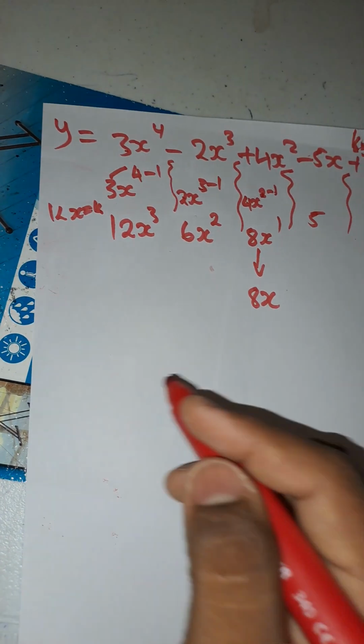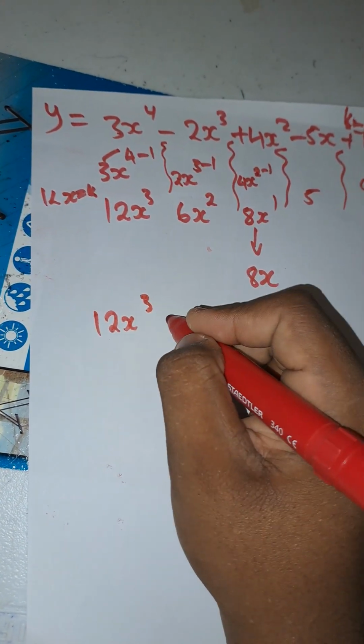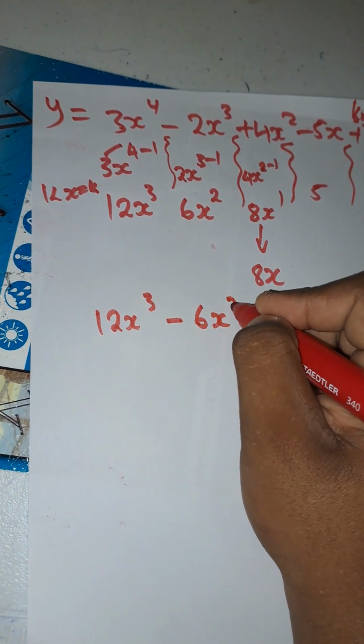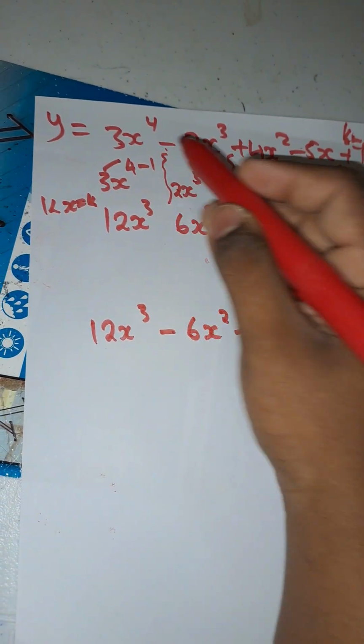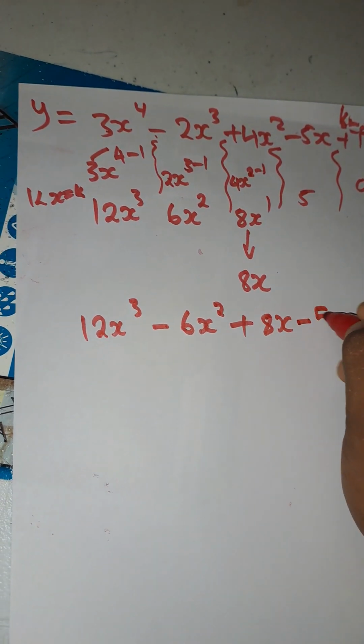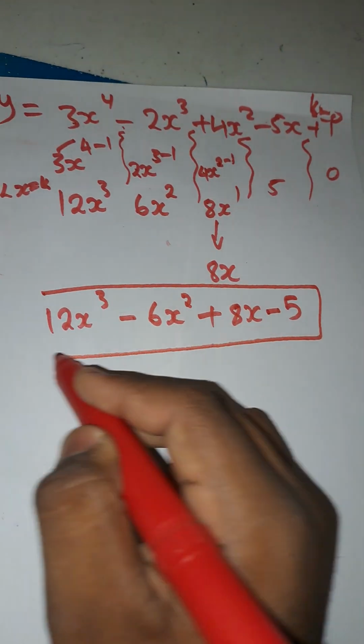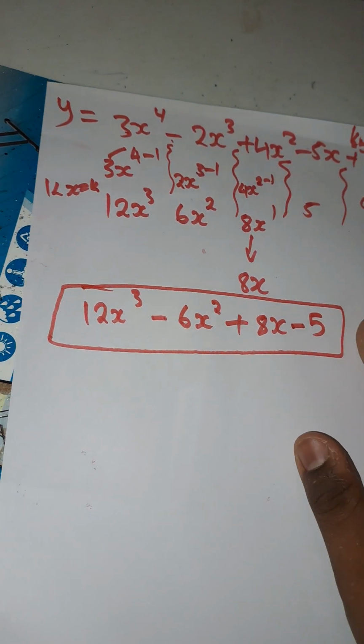So my full answer will be 12x cubed minus 6x squared plus, remember I'm taking the sign there, plus 8x minus 5, then I'm done. You see, this is my answer there. That's how you do it.